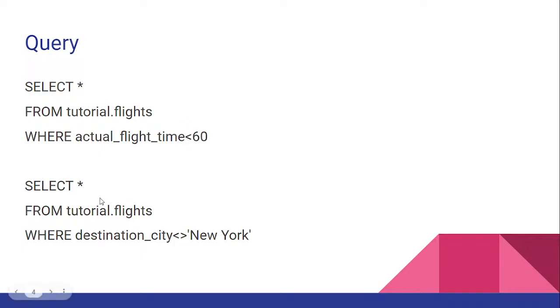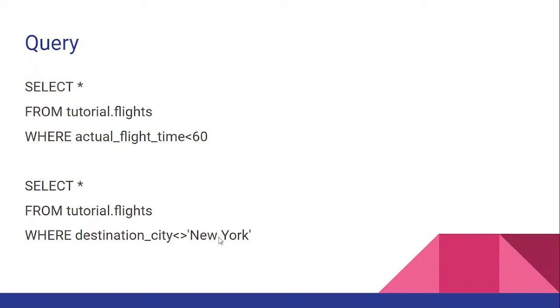The second example here is if I want all of the flights except the flights which go to New York. Okay, I don't like New York maybe, so I don't want to go there. So I'll say the destination city should be anything but New York. So that is destination city not equal to New York.